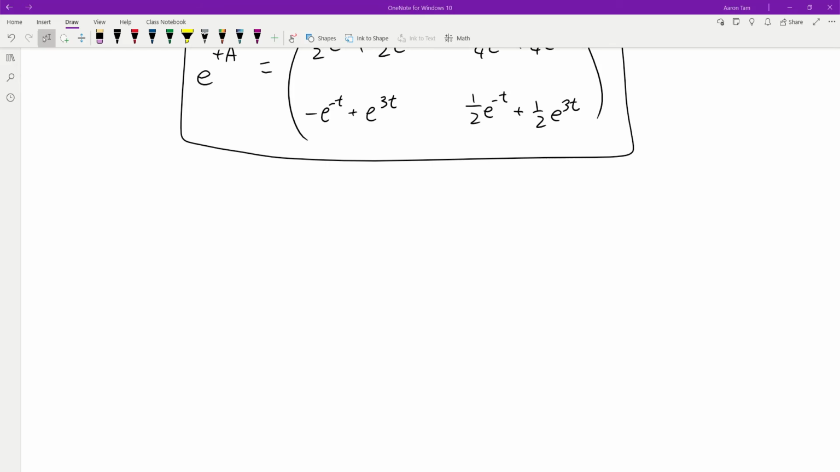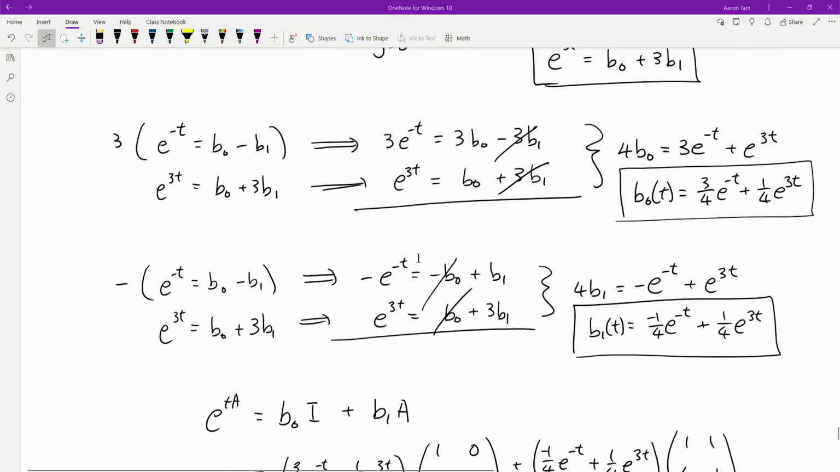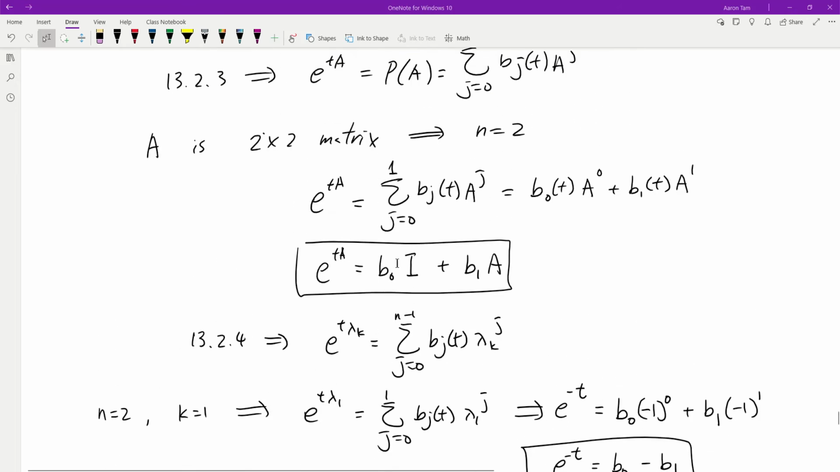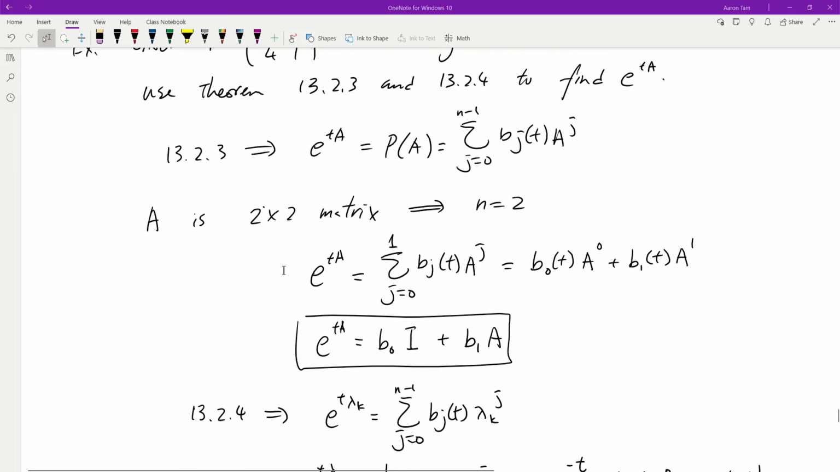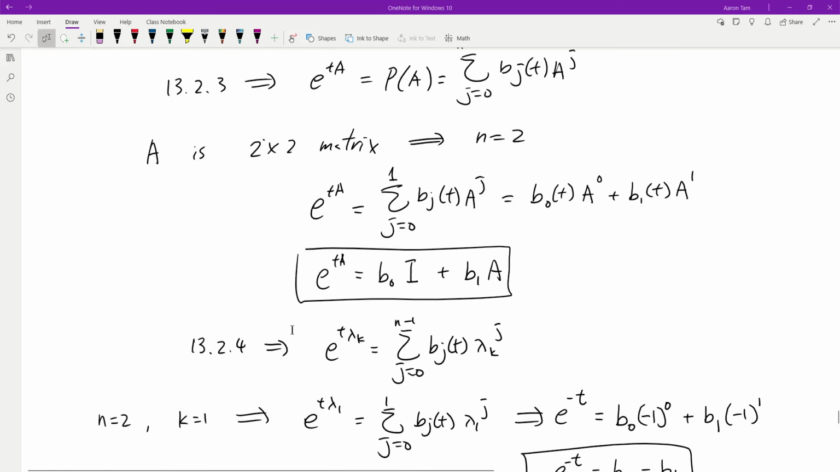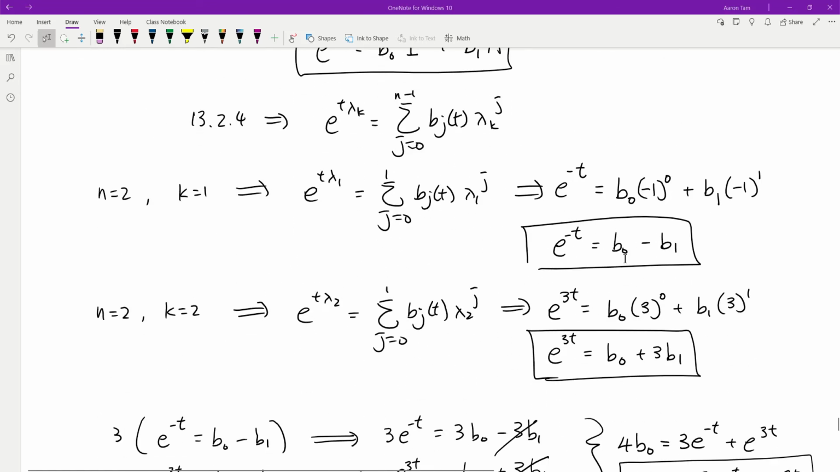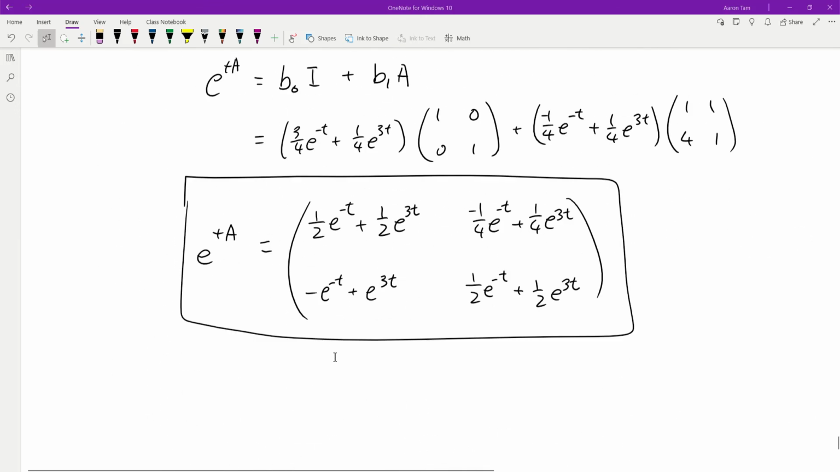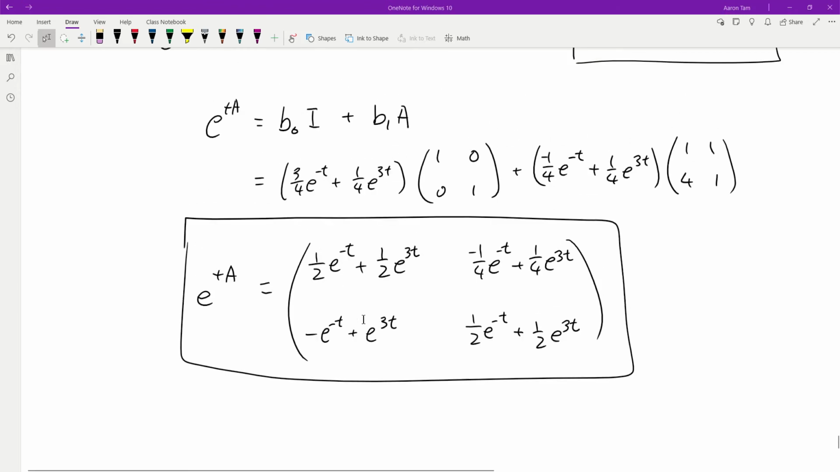Hello everyone. Today we're going to continue on 13.2. In our last video, we saw theorems 13.2.3 and 13.2.4 in action. You basically want to set up a system of equations to solve for b sub 0 and b sub j, the coefficient functions, and then once you have those, you put them together to form your matrix.